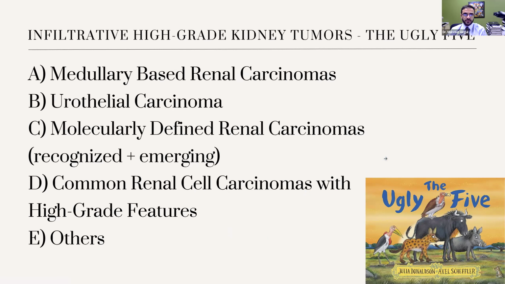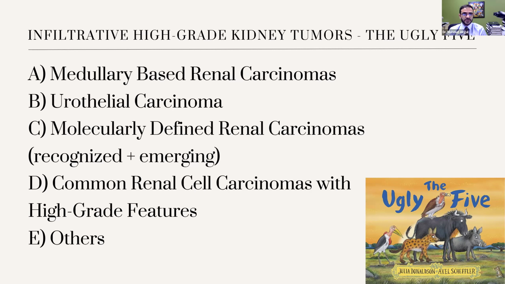First of all, we are going to talk about medullary-based renal carcinomas. It is not because these tumors are the most commonly seen, but they are the prototypical infiltrative tumors in the kidney. And they are namely SMARCB1 deficient renal medullary carcinomas and collecting duct carcinomas. And then we are going to talk about urothelial carcinoma. We should remember that the kidney has some part of the urinary tract, and urothelial carcinoma can present with a high-grade infiltrative tumor involving the kidney.